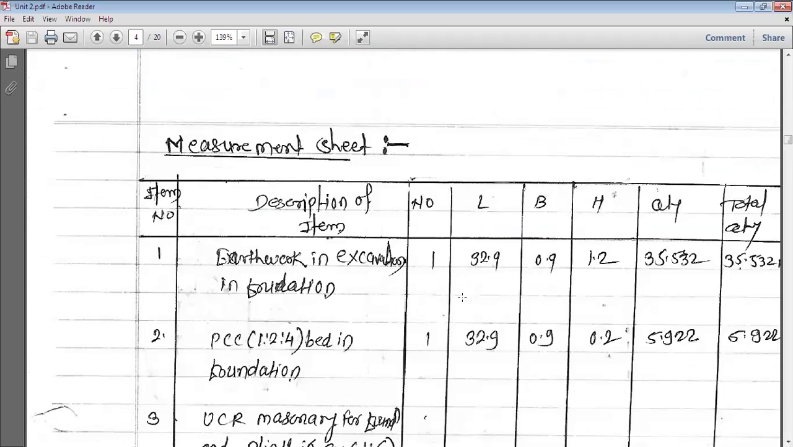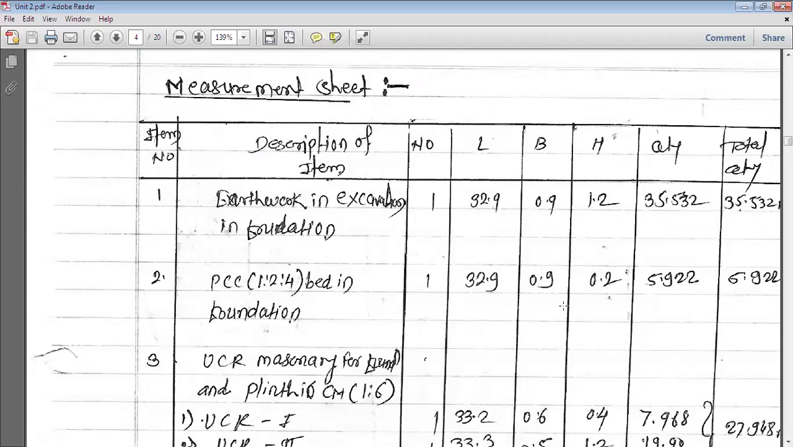Now, the next important part that we are going to start is determining the quantities for this particular structure. For determining the quantities, what is our first step? Our first step is to prepare the measurement sheet.